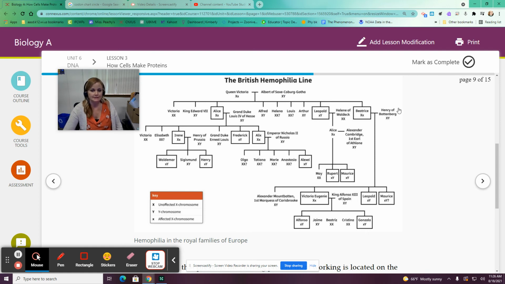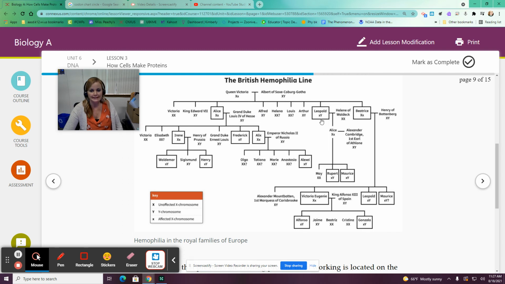They have lots of kids. Of their children, Alice, a female, is a carrier. She's got big X, little x, so she's a carrier of hemophilia, but she does not have it. Leopold, a male, he inherited that X chromosome from his mother, so he has hemophilia. And Beatrice, a female, she also is a carrier. So Leopold's the only one that is affected with hemophilia, but Beatrice and Alice are both carriers.